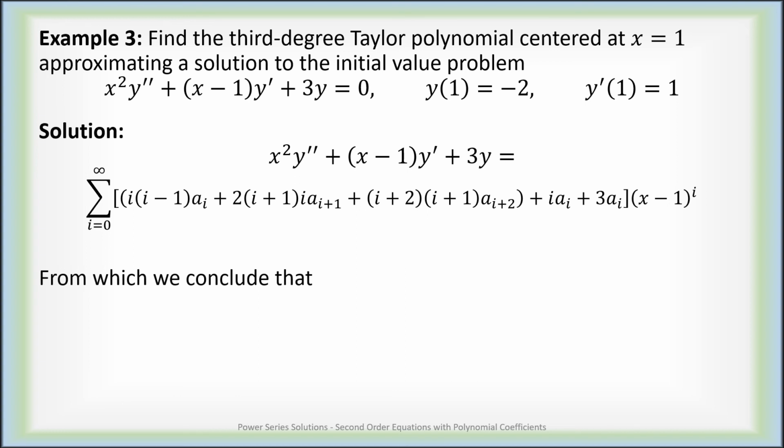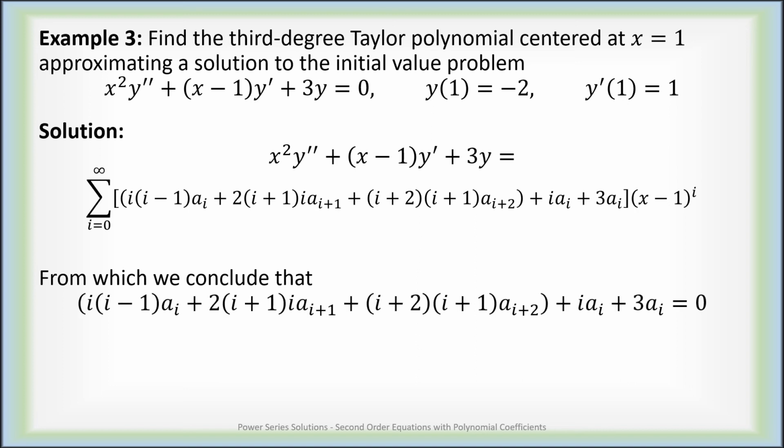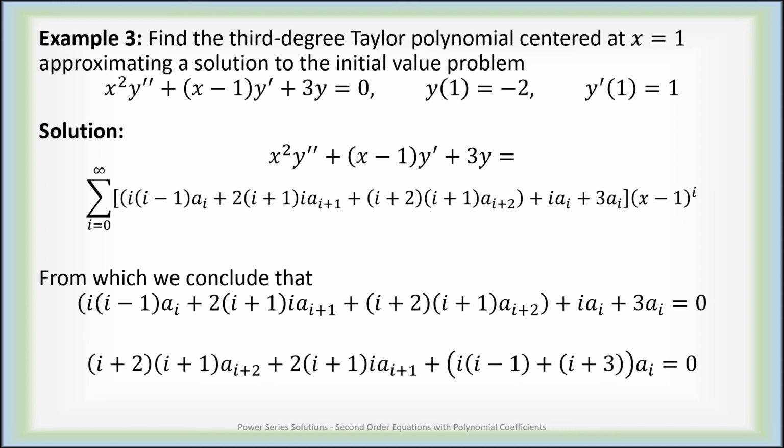And since we now have a power series at an ordinary point equal to 0, every coefficient must be 0. Combining like terms, here are all of our a sub i plus 2's. It just occurred in this term here. The only appearance of a sub i plus 1 was in this term here. However, all of our a sub i's put together, we have i times i minus 1 of them, i of them, and 3 of them.